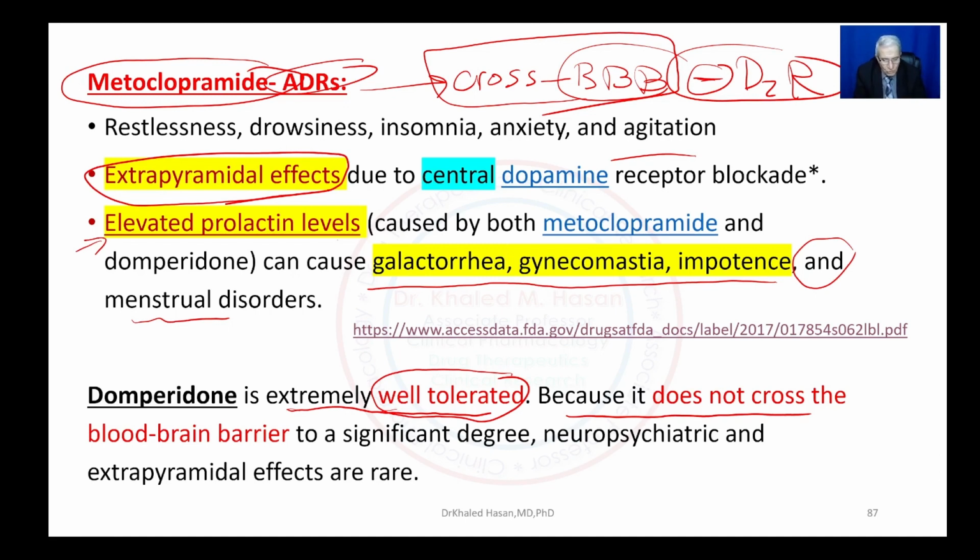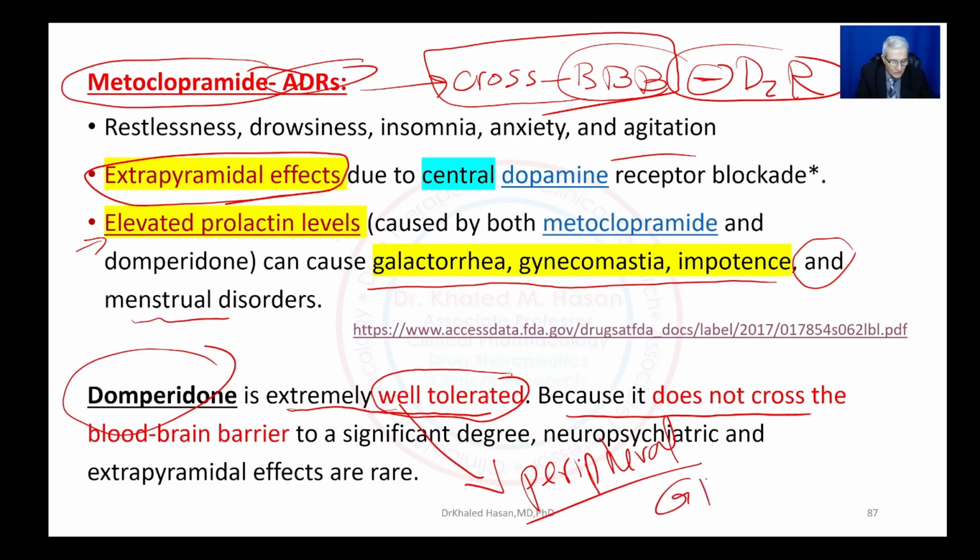Therefore, we don't have extrapyramidal effect or prolactin elevation or something like that. So for this reason, we prefer to use domperidone more than metoclopramide. But both medications belong to the dopamine D2 antagonists. This medication mainly works on the periphery, on the GIT system.